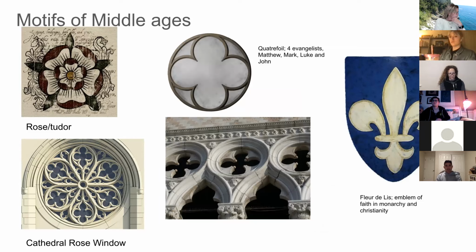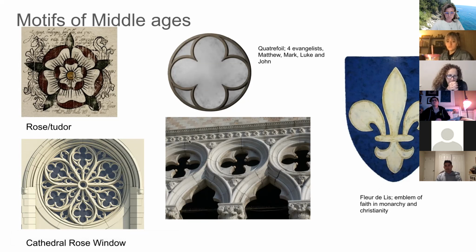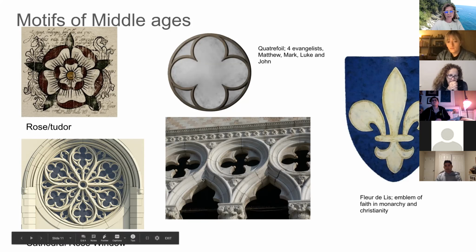Let's see, the quatrefoil. Oh, yeah. So the quatrefoil indicates the four evangelists, Matthew, Mark, Luke, and John. And then the rose without thorns indicates the Virgin Mary. And you see here that we've got a rose window with tracery, made of tracery with quatrefoils. And then in here, we've got some stonework with rosettes bordering, and then quatrefoil. And then we've got tracery here, and a pointed arch.